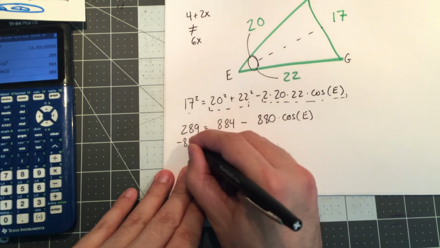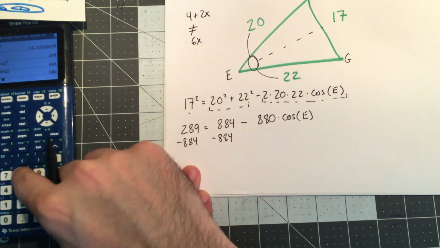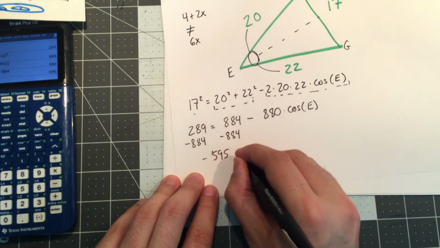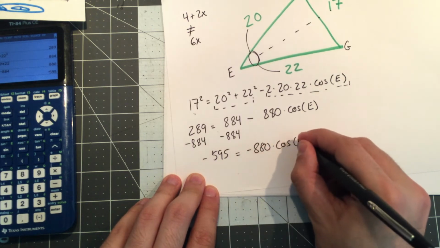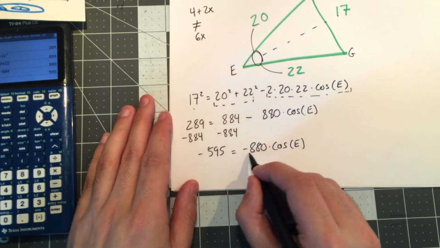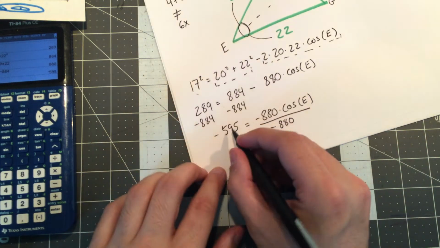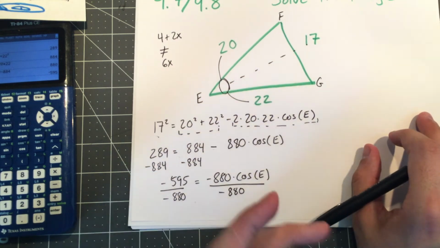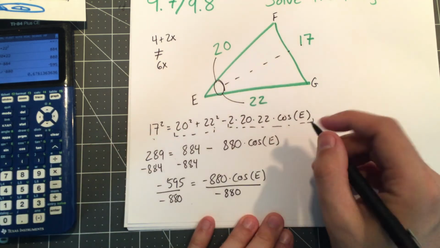I'm going to get a negative for just a moment. So we have 289 minus 884. Negative 595 is equal to negative 880 cosine E. Okay, all I'm going to do next is divide this away. It is a little difficult, but the good news is we go through the same rhythms every time. These kind of problems have the same little patterns again and again, so doing them enough should hopefully help you realize what's going on every time.